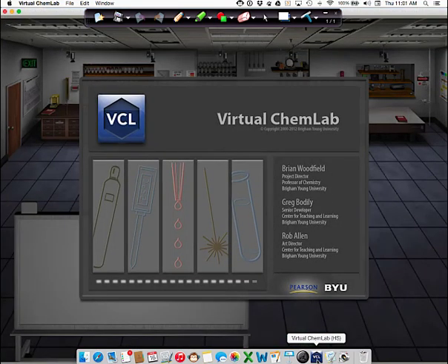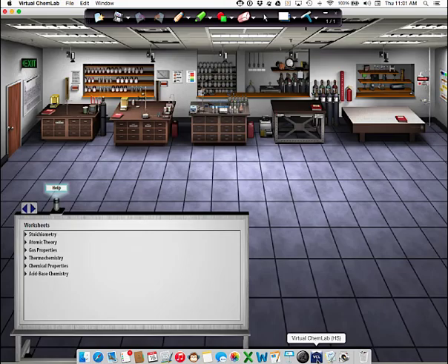Dun, dun, dun, like so. And there's Virtual Chem Lab. Now guys, about 3 months ago, they released a new version of this software, and the new version makes step 2 unnecessary. Cross it out. Step 2 says enter the general chemistry lab. Now the software automatically takes you into the general chemistry lab.